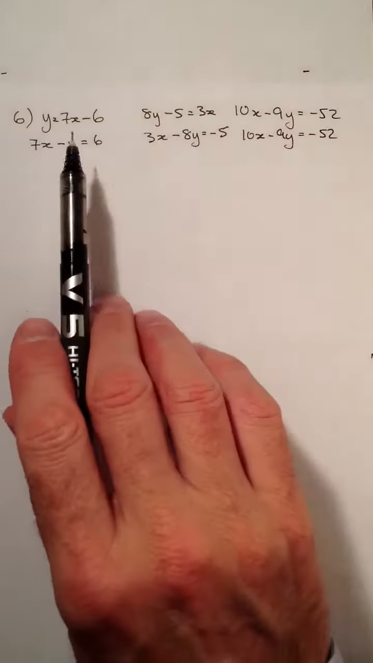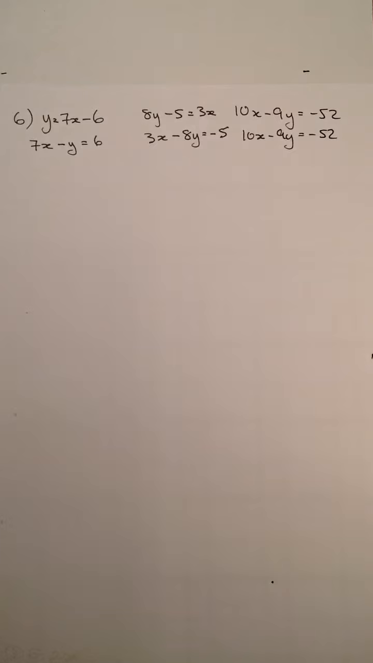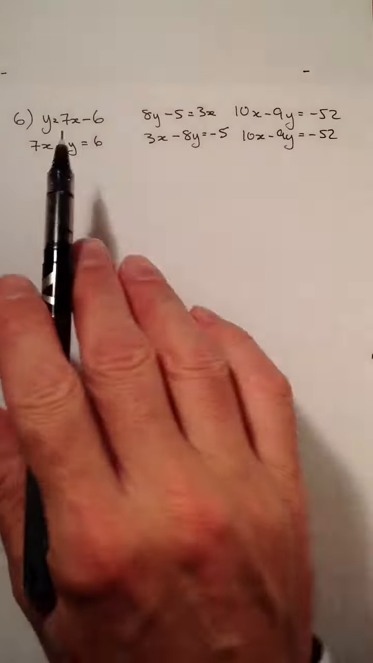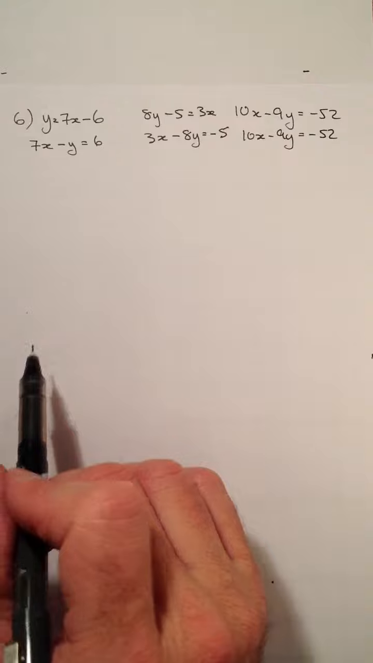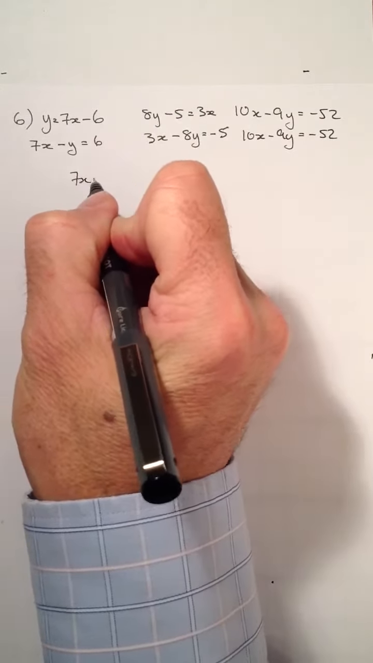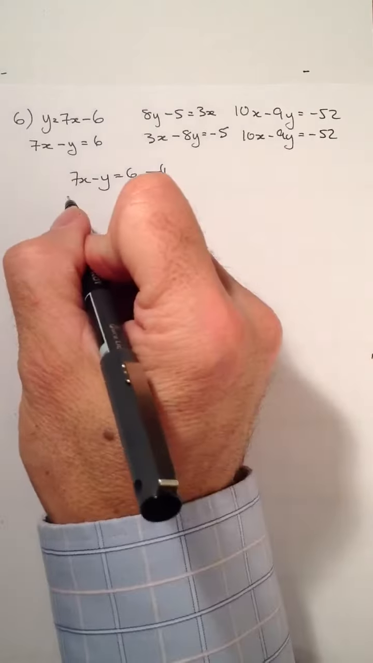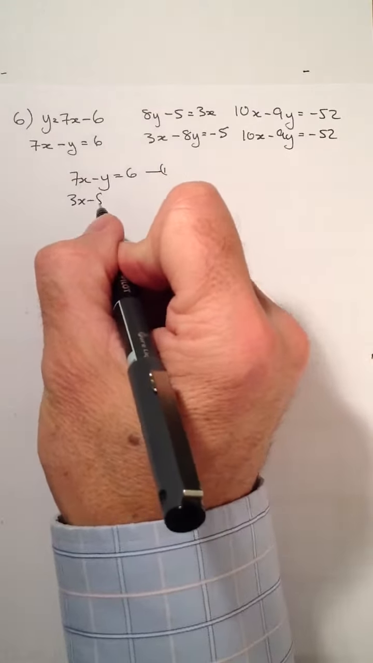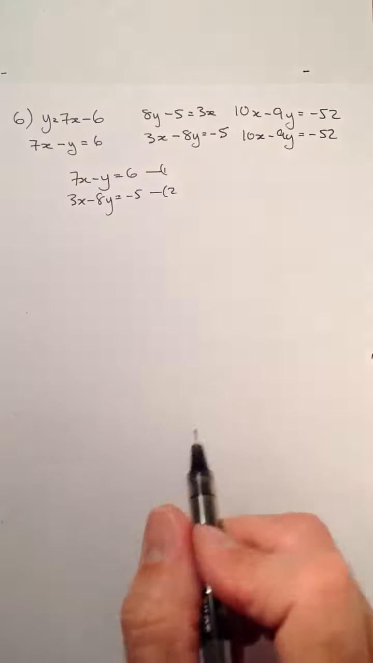First of all, I've just rearranged the equations to have the x term first, y term next, and equals the number, just to set it up to allow me to do the simultaneous equations. I'm going to use these two equations first and try to work out the coordinates of that point there. So I'll start with 7x minus y equals 6, that will be my equation number 1, and 3x minus 8y is equal to minus 5, that's my equation number 2.